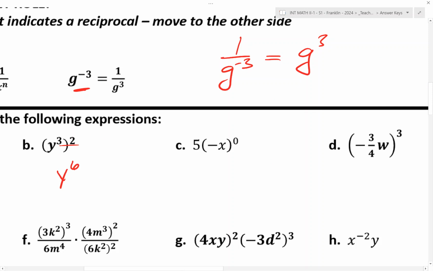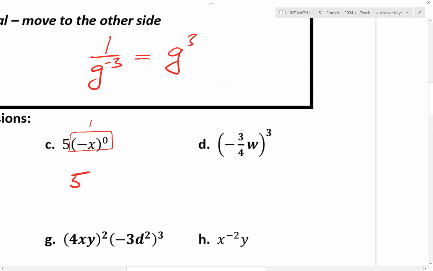Example C says 5 times negative x to the 0 power. Now this exponent is just being applied here to this negative x. The 5 is not in those parentheses. So we know that anything to the 0 power is 1. And so we essentially here have 5 times 1. That's just 5.